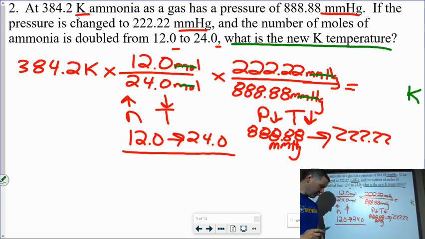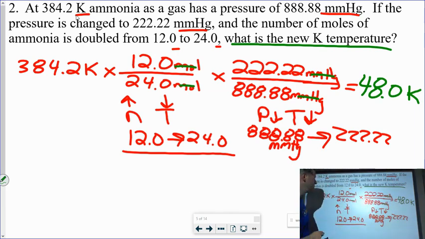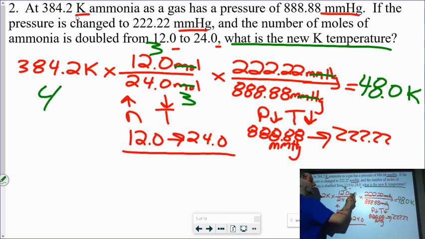So if you punch all of that information into your calculator, you end up getting 48.0 Kelvin. Sig fig wise, this is 3 sig figs, this is 3 sig figs, this is 4, and this is 5. So our answer should have 3 sig figs, and that is our answer.